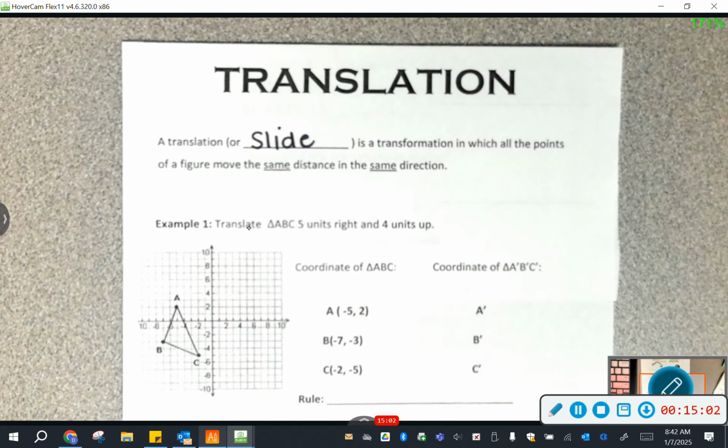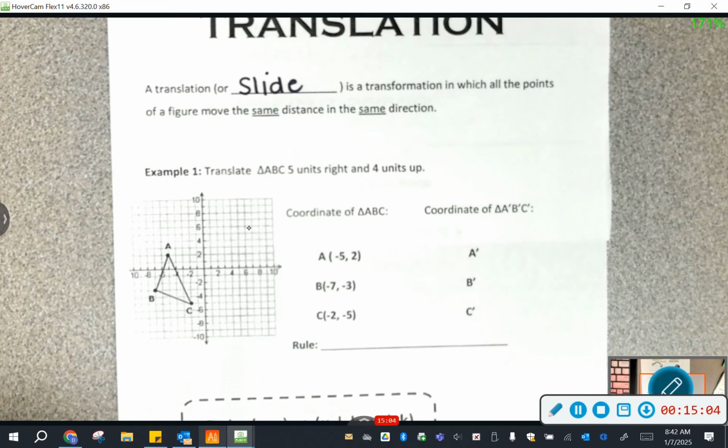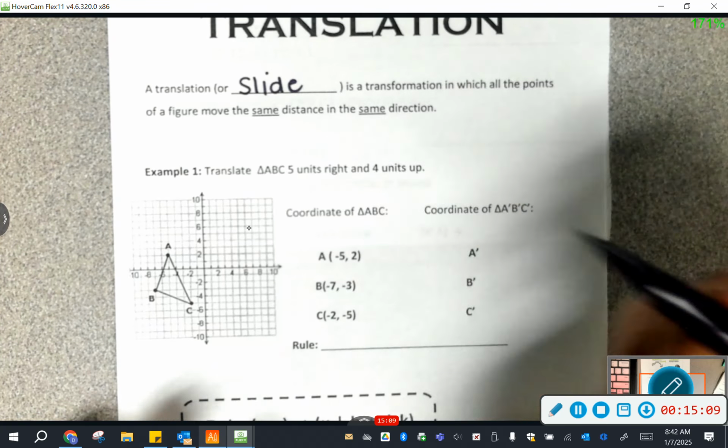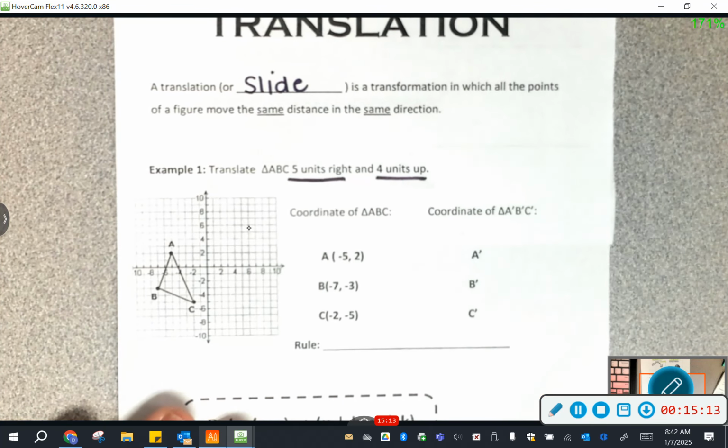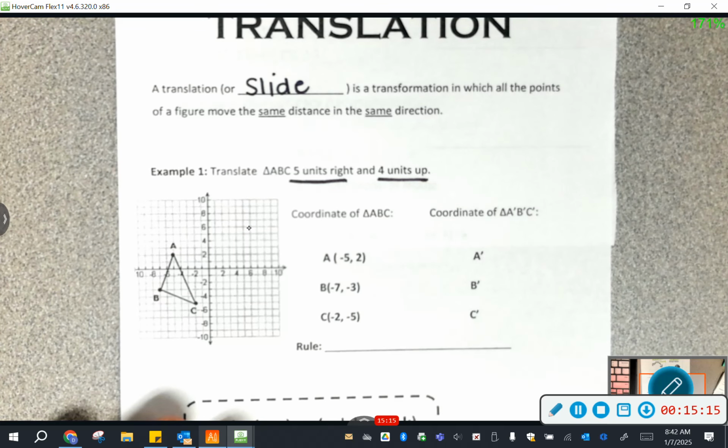So for instance, do y'all see how we only have one triangle here? We are going to slide this triangle. What does the example say to do? 5 units right, 4 units up. So, what does that mean I'm going to do to every single point?